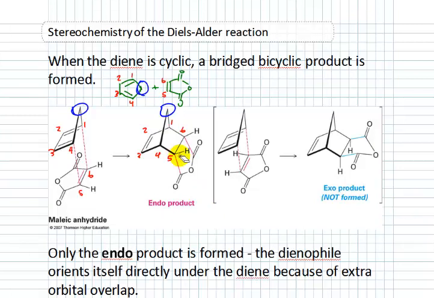Okay? Endo occurs when the dienophile comes in underneath, right? Totally all underneath the diene, so that the product ends up pointed down away from the handle of the basket. You can think of that. It's called endo because it's sort of like inside the cavity of this molecule down here.